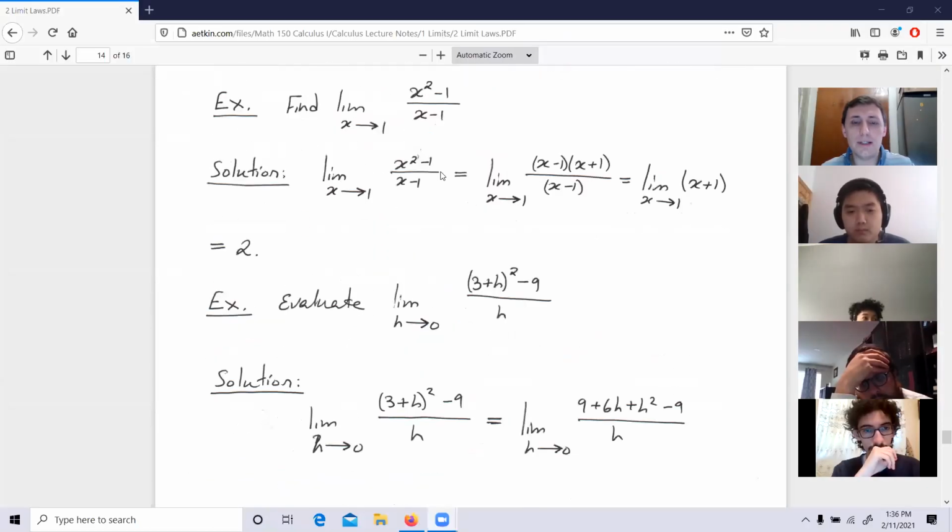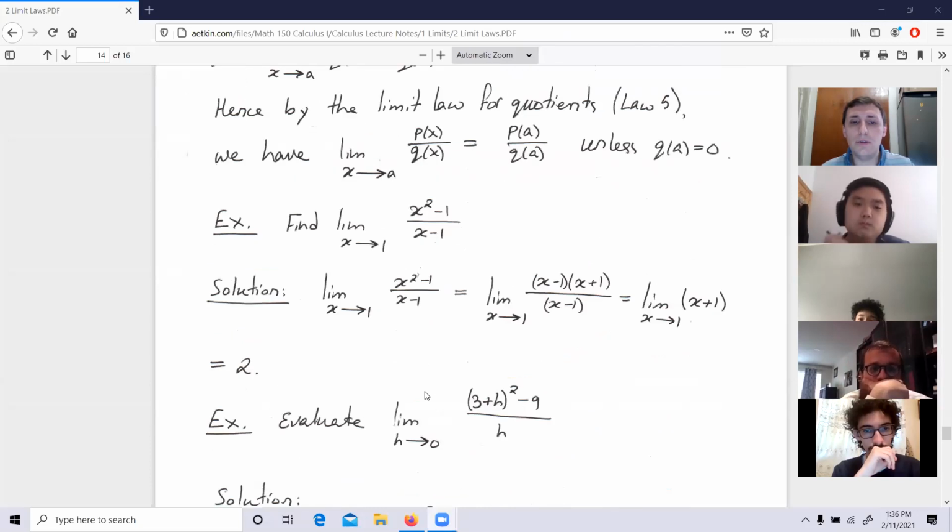Good. Here is another question, guys. Do you see this question on the board? So (3 plus h) squared minus 9, over h. Please calculate the limit as h goes to 0.